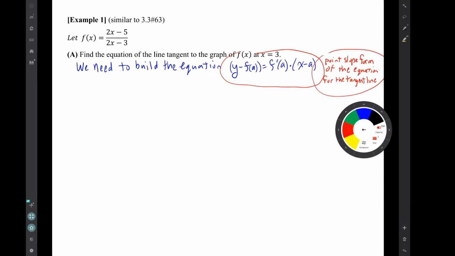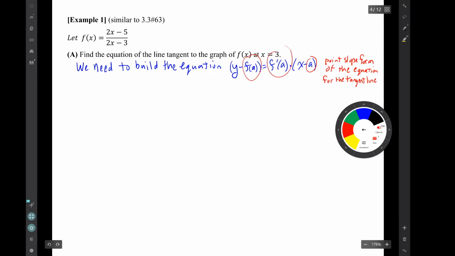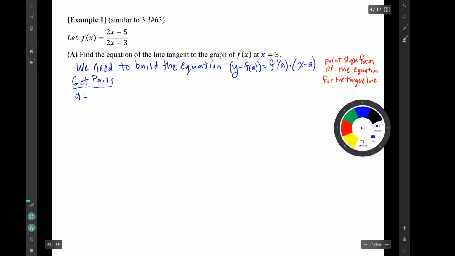And remember, the approach we always take, we start by getting the parts that we're going to need to build this equation. We'll need to find that part, and that part, and that part. Now remember, this letter a, sitting right there, is the x-coordinate of the point of tangency. Well, that information is given to us in the problem statement. We're supposed to find the equation of the line tangent to the graph at x equals 3, so x equals 3 is the x-coordinate of the point of tangency.